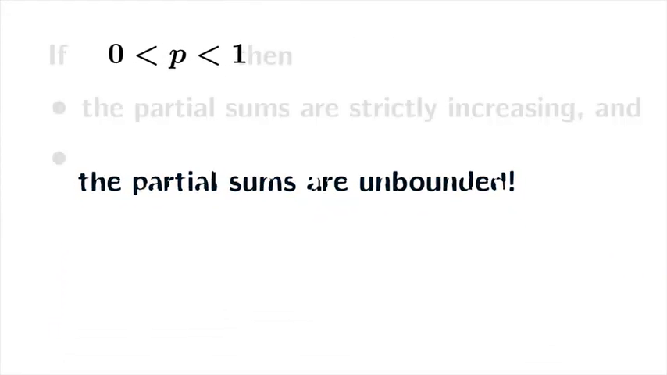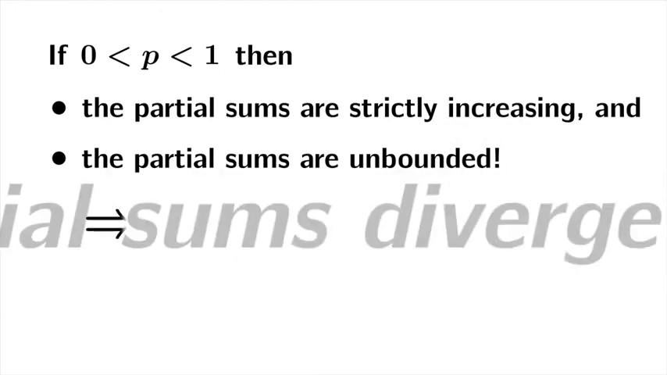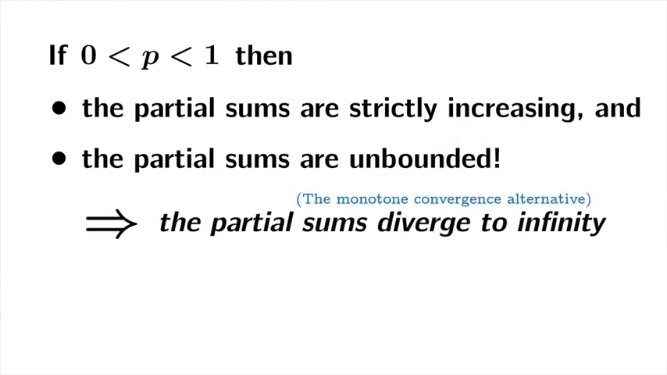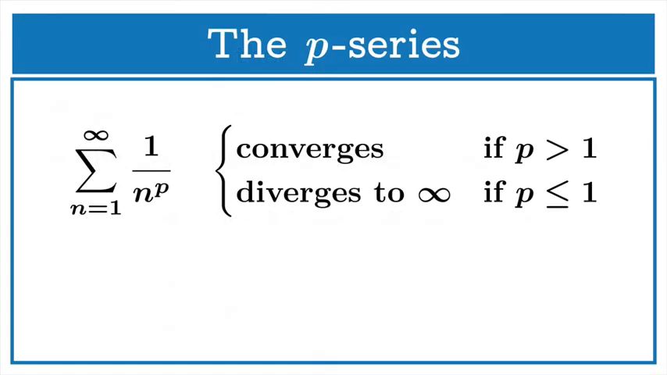And so we can put the pieces together here. If p is between 0 and 1, then the partial sums are strictly increasing and the partial sums are unbounded. And that means the partial sums have to diverge to infinity. And by definition, then, the series diverges to infinity. So we can put this all together now.